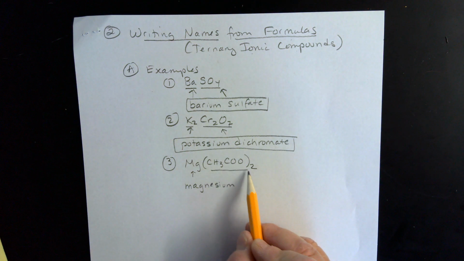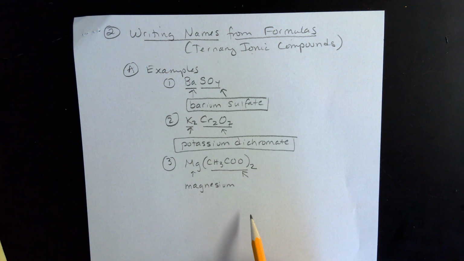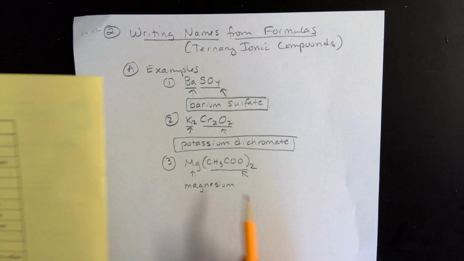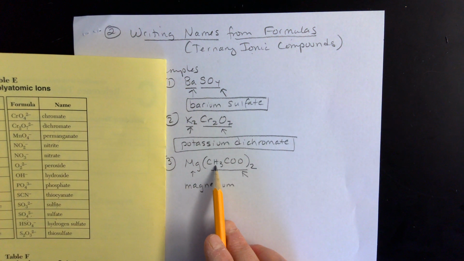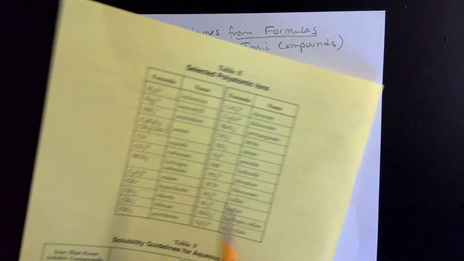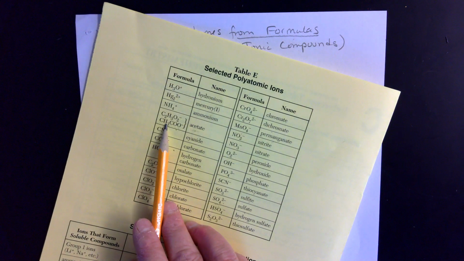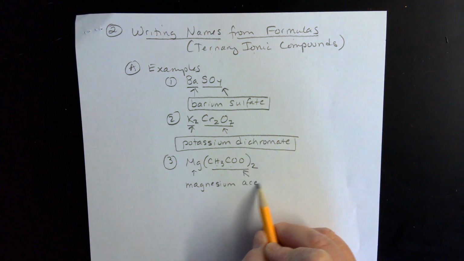So now we just need to name the polyatomic ion here. So we're going to go to reference table E. We're going to look for CH3COO. And we find it right here, CH3COO. It is called acetate. So this is magnesium acetate.